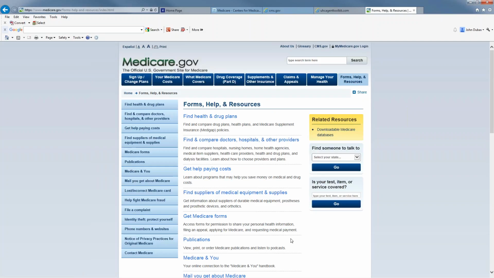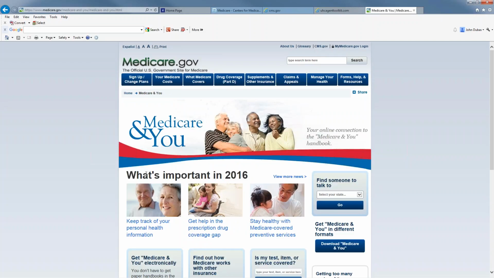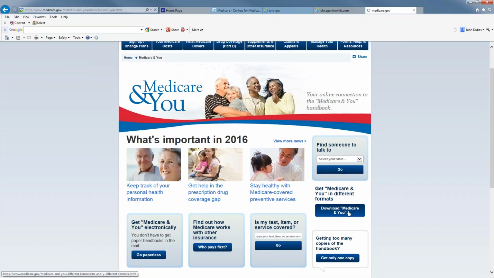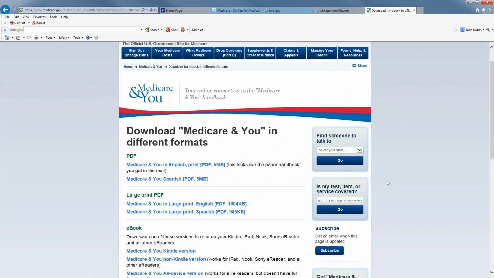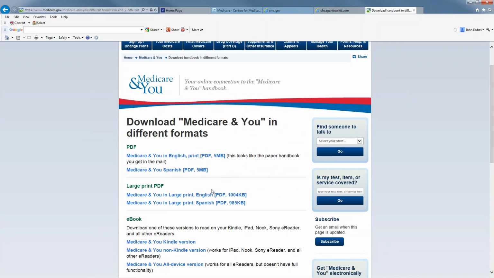You can use some different things on publications and other pieces, but this is a piece that is sent each year to people that are on Medicare. And that's the Medicare and You guide that is available. It's available in many different formats. Unless specified otherwise, people on Medicare receive the standard piece, but it's available in English or Spanish, and also available in English and Spanish in large print.